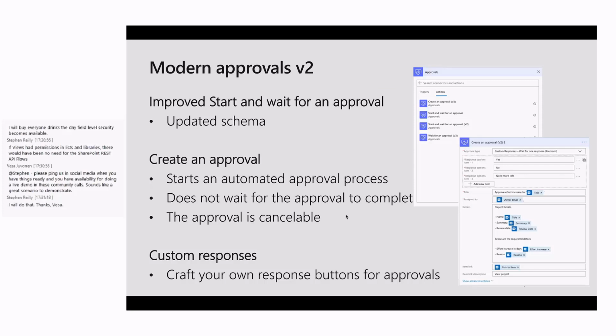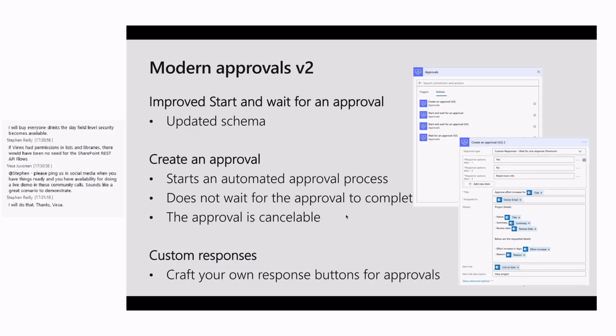There's some updated schema that helps you to get responses and approvers and all the other details much more nicely. If you, for example, send an approval to 3 people, how do you capture what the first person replied, what the second replied? So we have some updated schema that will help you to grab all of that information. And that's the start and wait for approval.